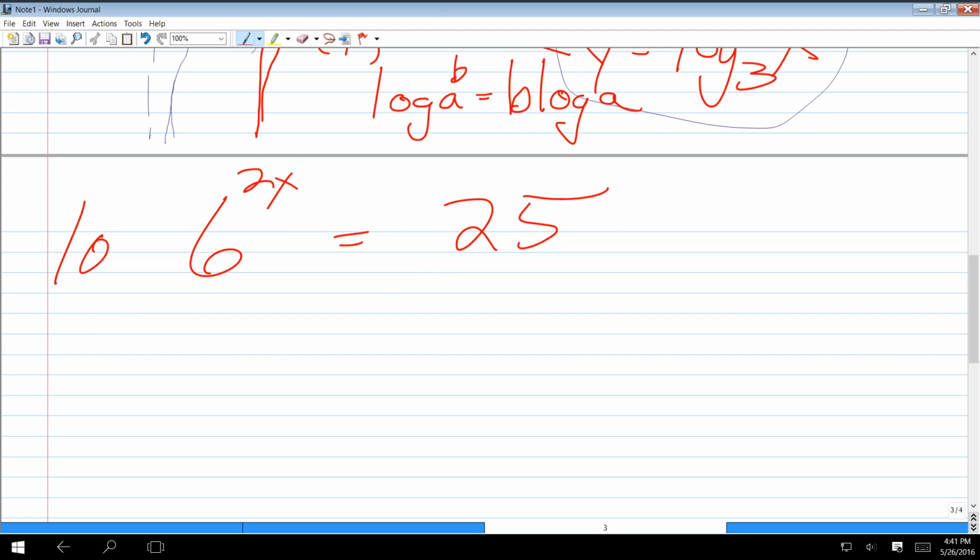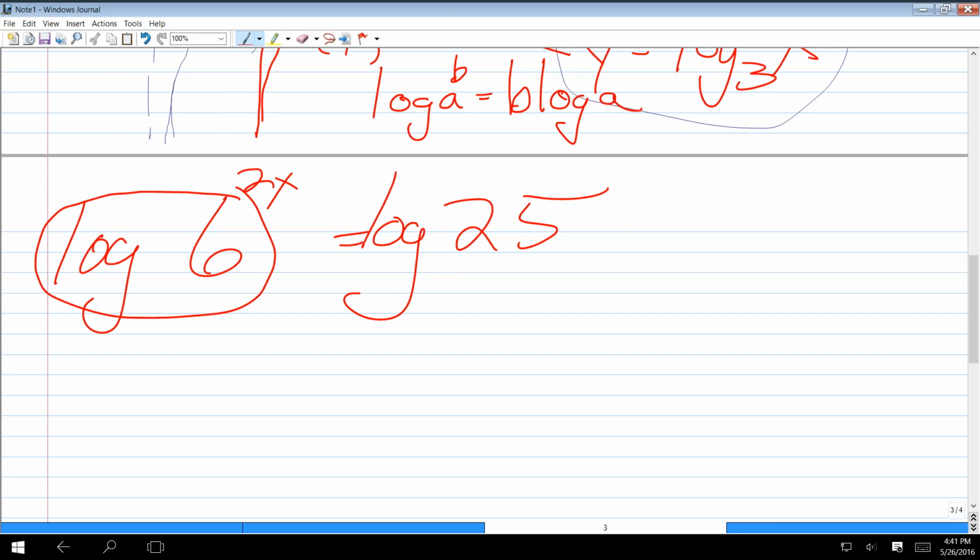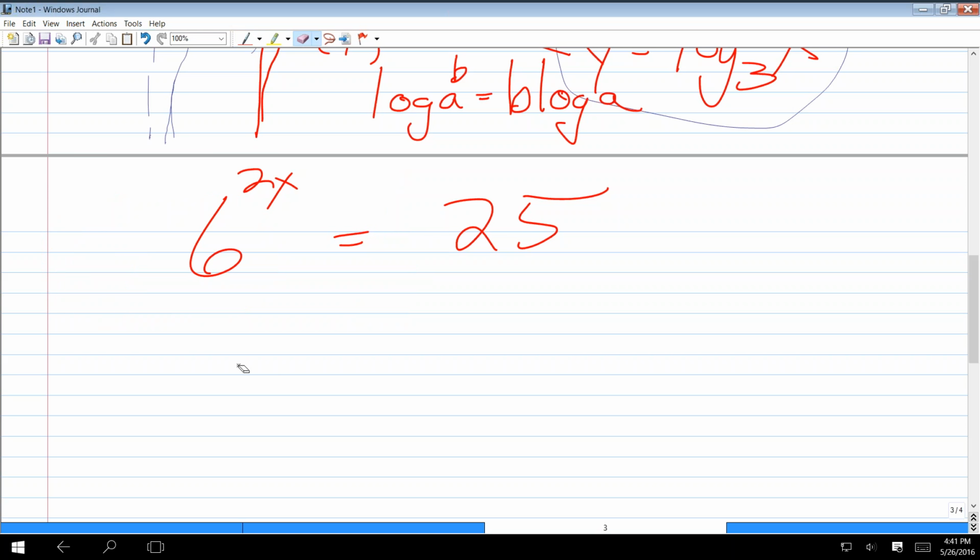I could also have taken the common log of both sides. But then the common log of 6 is not 2x. It does allow me to bring the 2x down and stick it in front, so I can still solve for x, but I get something that's in terms of common log instead of natural log. But why does it matter between log and natural log? It doesn't. You could do either of those, but I get the same thing.